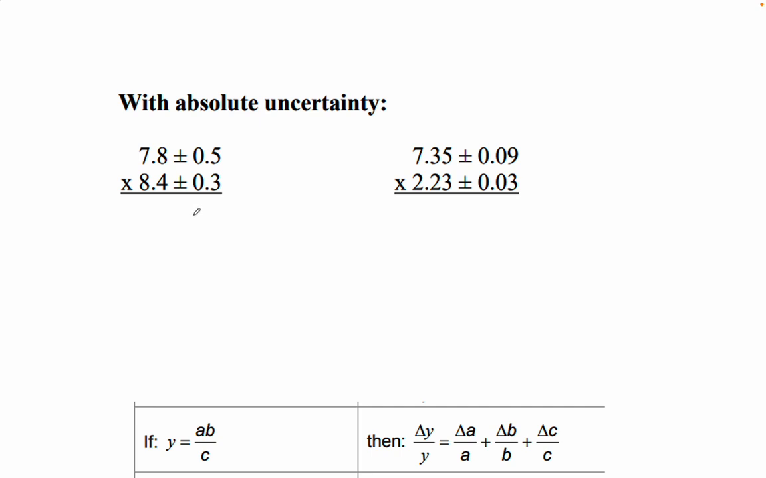Okay, so now let's look at multiplying or dividing with absolute uncertainty. And this is decently hard, okay? So for this one, the first thing we've got to do is figure out what 7.8 times 8.4 is. We've got to figure out what it is we're finding the uncertainty of, right? So 7.8 times 8.4 is 65.52, okay?